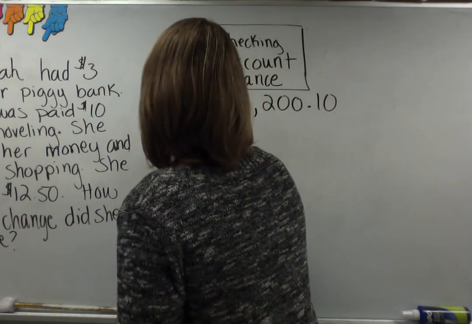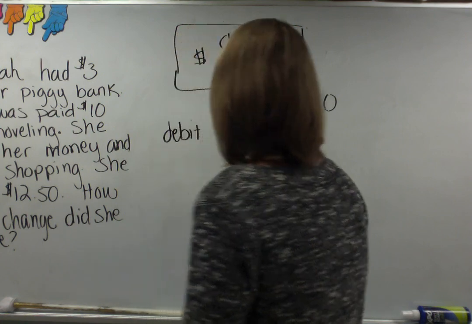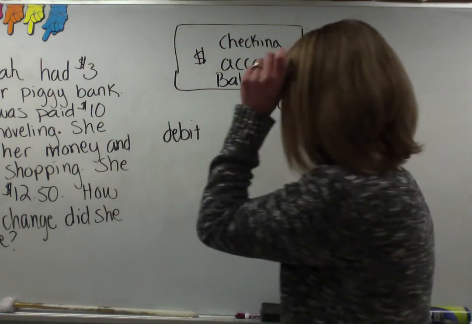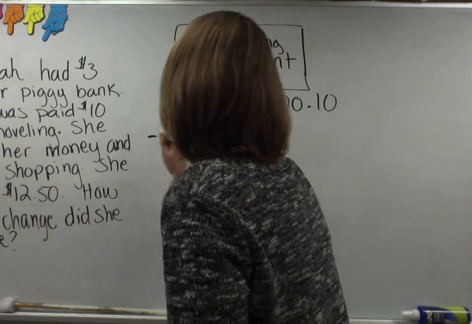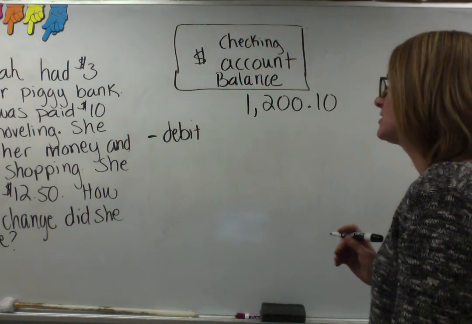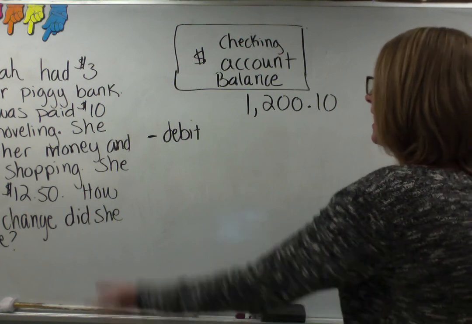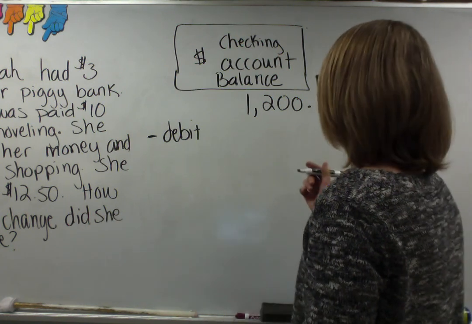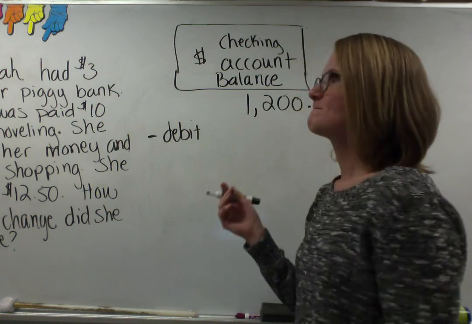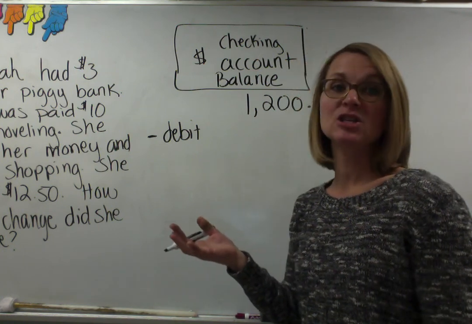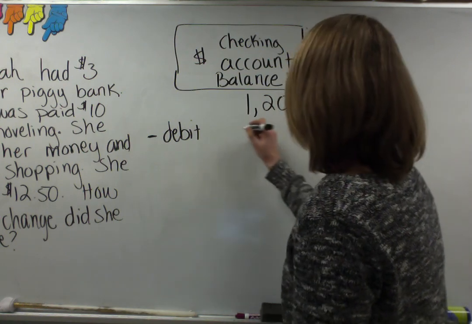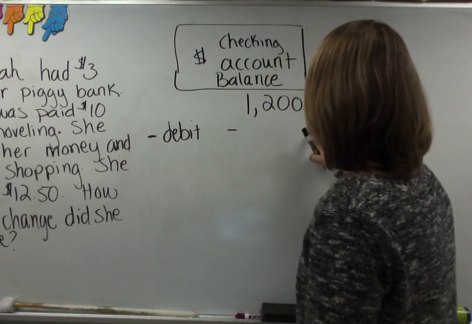Okay, so let's say I make a debit purchase. I'm going to be taking money out of my account, okay? So this is going to be a subtraction. So I go to the store and I use my debit card and I pay, let's say, $50.25 for groceries. So remember, when you subtract, you've got to line up your decimal.